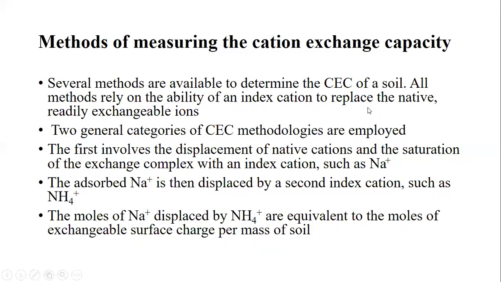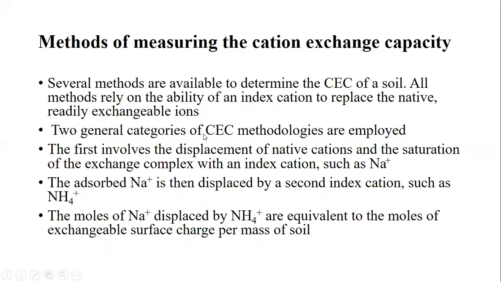So this is variable. To replace, that means to choose one, what we call an index cation. One index, we know what it is. We choose one cation. We want that cation to replace everything that's on the colloid surfaces. So we call it an index cation because we choose it and we know where it is.